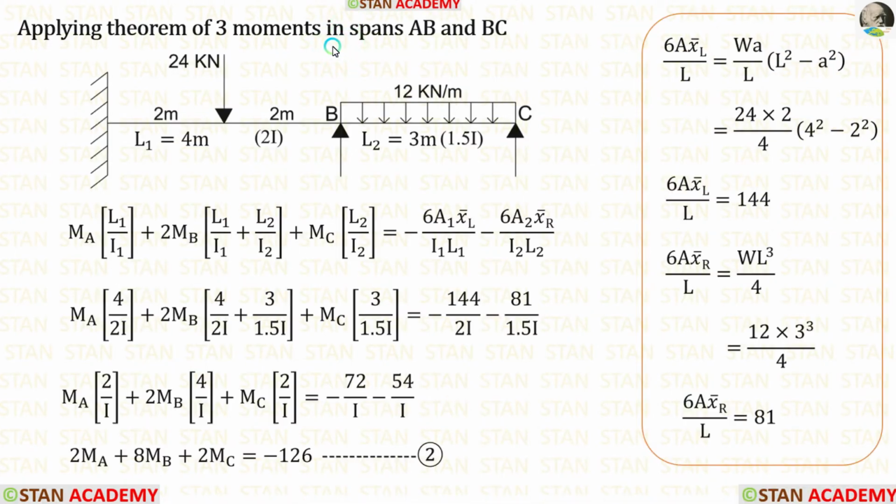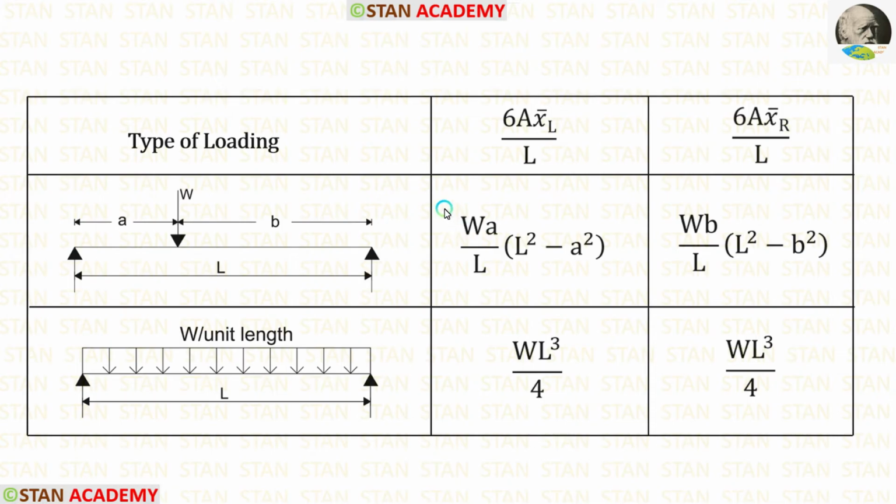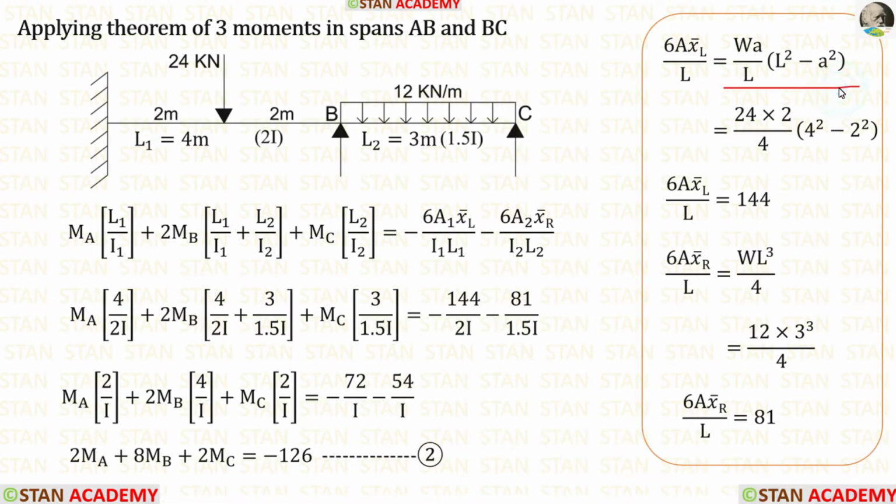Now let us do in the spans AB and BC. In the span AB, we are having a point load. We have to calculate 6A x bar left upon L. The formula is WA upon L into L square minus A square. In the formula, let us apply the values. W is 24, L is 4, A is 2. When we apply all of the values, we are getting 144.